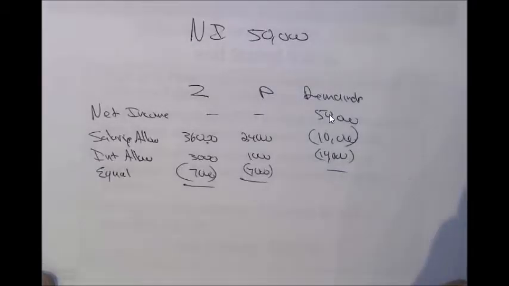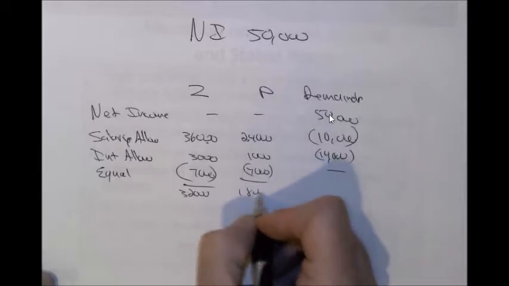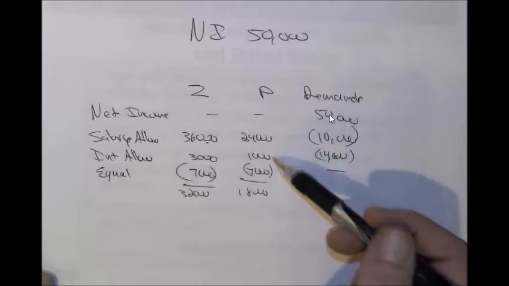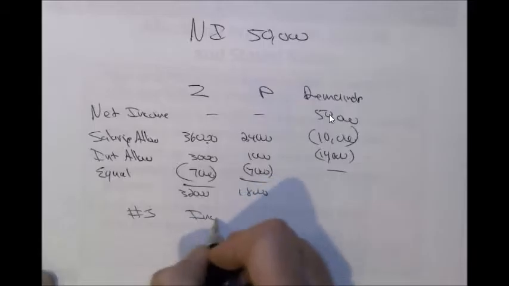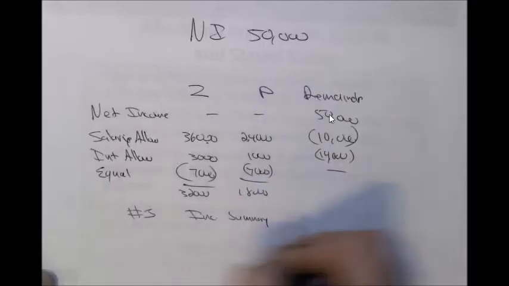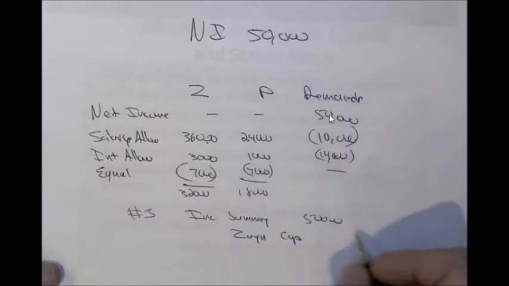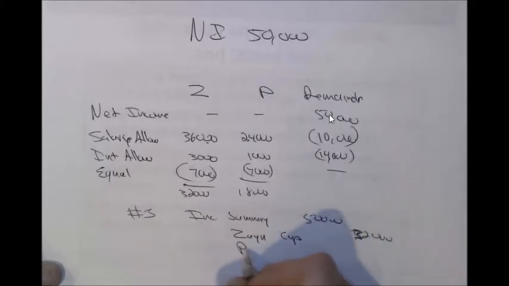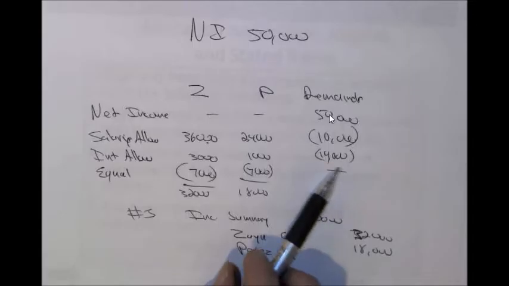That goes to 0, right? And 32,000, 18,000, right? 36 plus 3 minus 7, 24 plus 1 minus 7. So our step 3 looks like what? Income summary, $50,000, right? And Zane capital, 32,000, and Perez capital, 18,000, right? So we're not tricked up by when that goes to negative, and that makes sense, right?